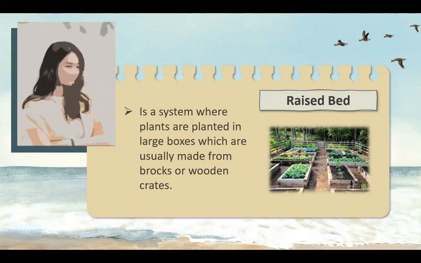Next, we have the raised beds. The raised bed planting system is a system where plants are planted in large boxes, which are usually made from bricks or wooden crates. Raised beds are filled with rich compost, which makes them an alternative to soils containing too much clay or sand.